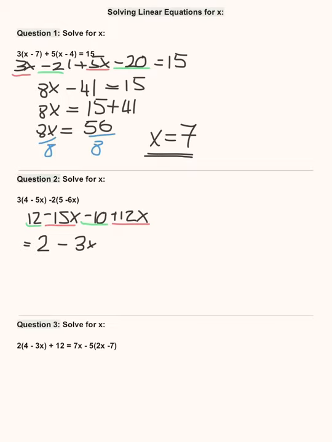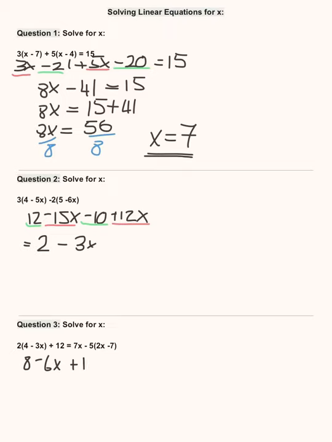Question 3, I can see that there's an equals present, which means I can solve for x. So my last line here will be x equals. So again, let's get rid of the brackets by multiplying out. So the first bracket, I've got 2 bracket 4 minus 3x. So 2 times 4 is 8. 2 times minus 3 is minus 6x.